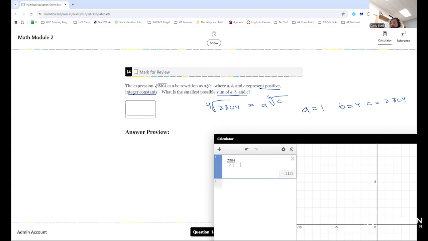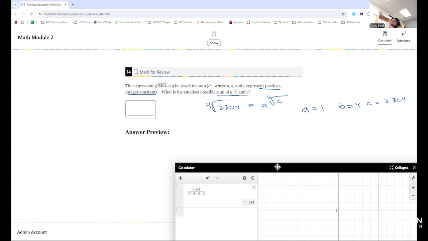Okay, that's even, so we can put another 2 down there. Okay, that's even, so we can put another 2 down there. Oh, and then 144 is 12 times 12. So let's write down what we have so far. 2304 is the same thing as 2 to the 4th times 12 squared. So that's 144.